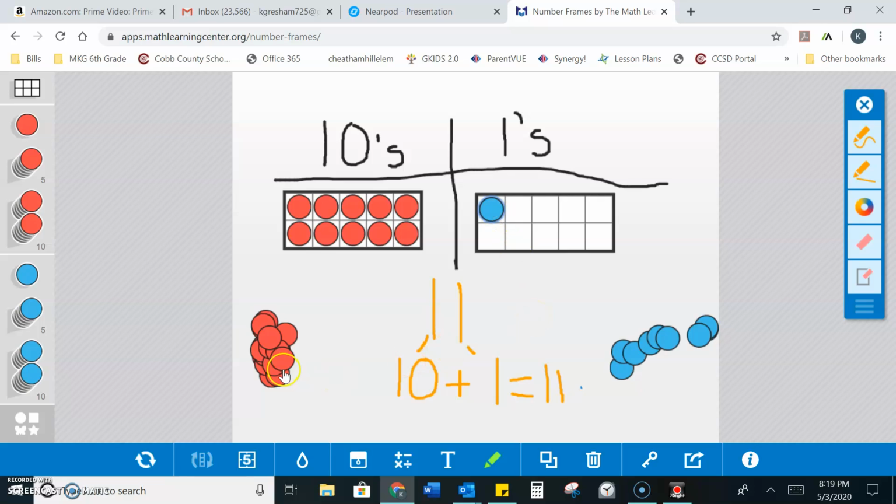Great job, friends. So we're going to continue to work on decomposing, or breaking apart, our teen numbers. And remember, our teen numbers start with a 1, and that 1 represents a group of 10. So our teen numbers are, say them with me, 11, 12, 13, 14, 15, 16, 17, 18, and 19.